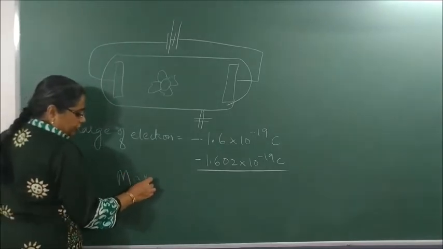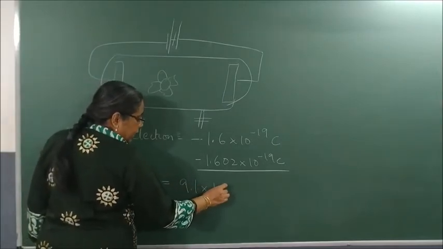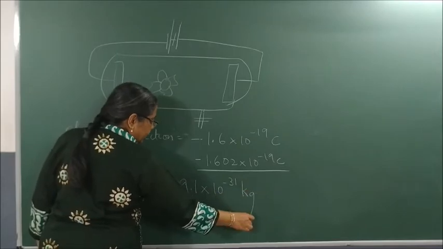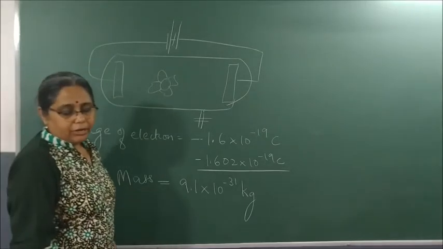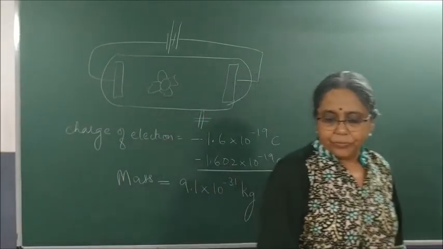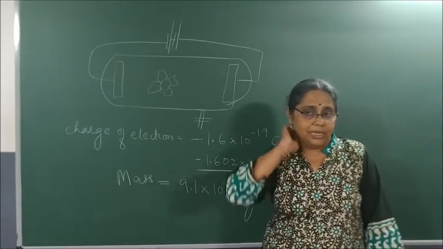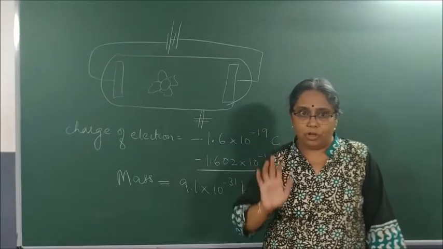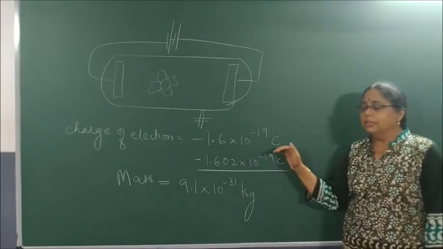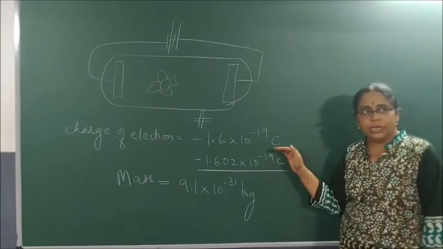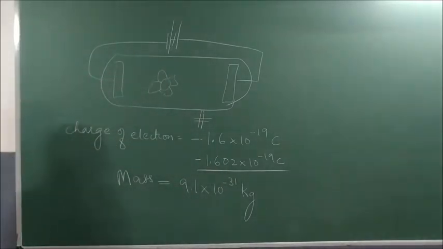Mass of electron. Mass of electron is 9.1 into 10 to the power of minus 31 kg. If it is 10 to the power minus 31, it means it is very small. So this is all about the cathode ray experiment where we discovered the electron. The charge of an electron is minus 1.6 into 10 to the power of minus 19 coulomb. The mass of electron is 9.1 into 10 to the power of minus 31 kg.